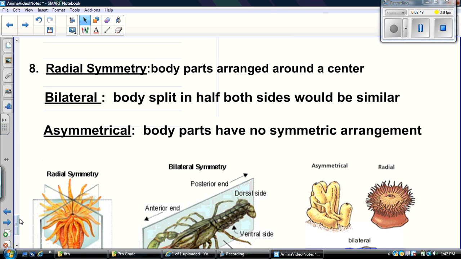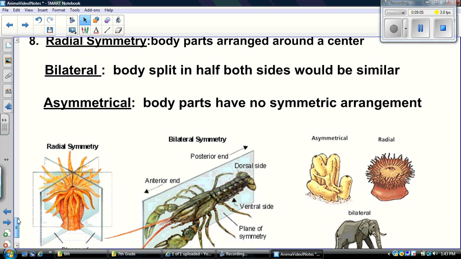Okay. We also classify living things or animals by what type of symmetry they have. So there's three types: radial symmetry, bilateral symmetry, and asymmetrical. Radial symmetry means that body parts are arranged around a center. So if you take a look at this picture down below, okay, this is an example of an echinoderm. Okay, you've got a center part with body parts arranged around it. Starfish are like that.